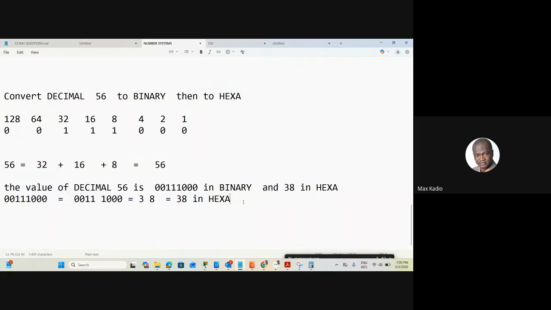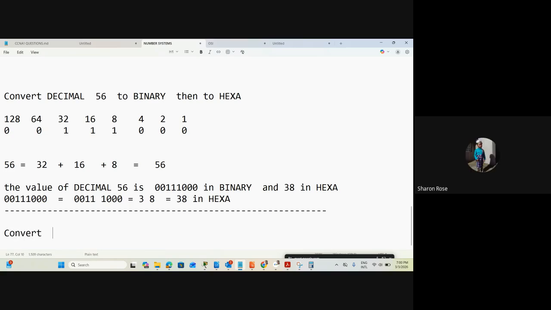Now we're going to do a second one. This one is convert. This one will be converting decimal in binary, binary in decimal.